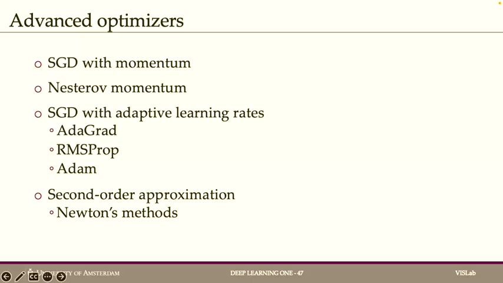Now we'll talk about the advanced optimizers. So the first thing we will add is momentum.